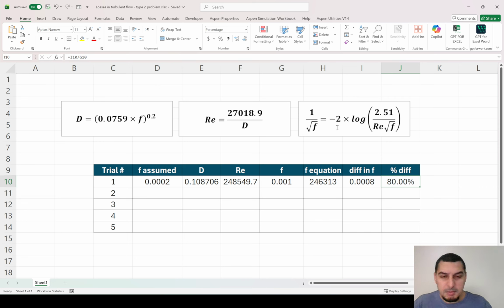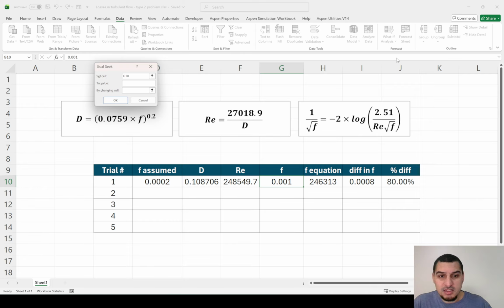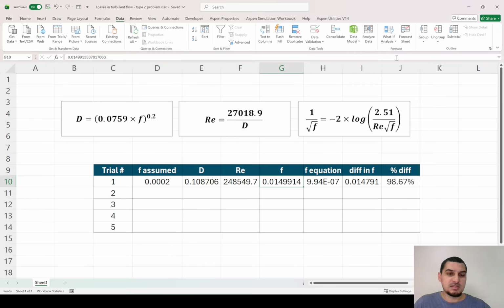So this is what I'm going to do for all of them. And of course, this friction factor is not correct. So we need to go to the Data ribbon, What-If Analysis, Goal Seek, and set this to 0 by changing the F, and this is the first try. So we got a very big difference in the friction factor.